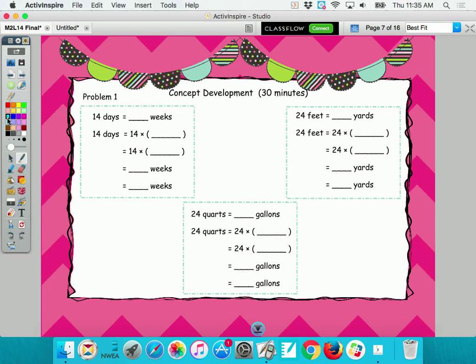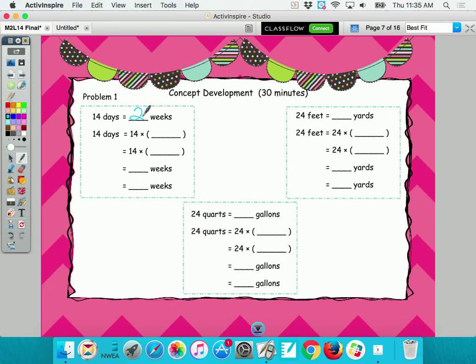So here we go, problem 1. Now, remember, we're teaching a strategy, correct? So the strategy is a little different. How many equal signs do you see? 4, okay? Now, we already know the answer to how many weeks 14 days is, so get that out of the way. What is it? 2. Write it down.